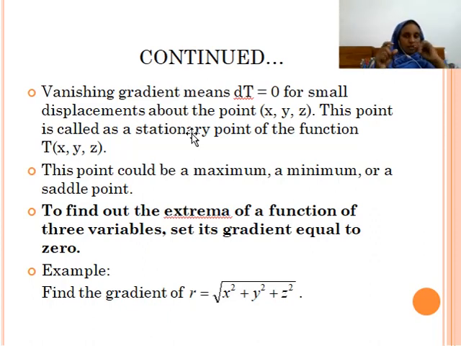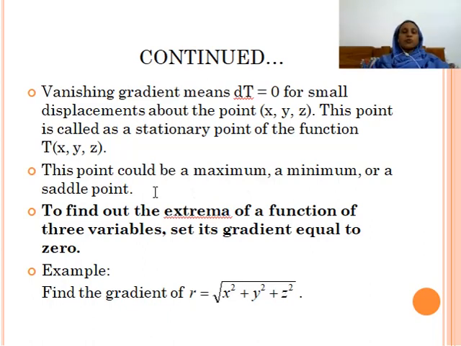Then the corresponding point is called the stationary point of the function. If we find the gradient at a point (x, y, z) and it is equal to 0, it means that the change in the temperature is 0. That means it is a stationary point of the function T(x, y, z). This stationary point could be a minimum or a maximum or a saddle point.